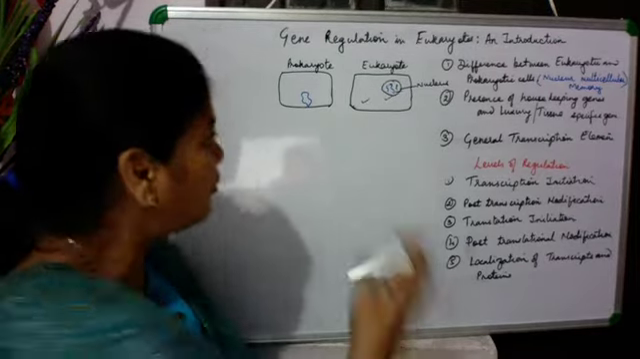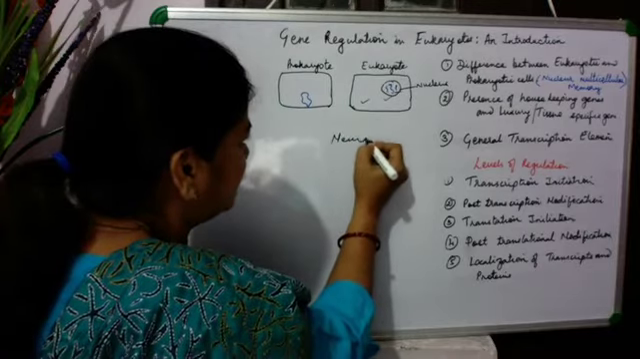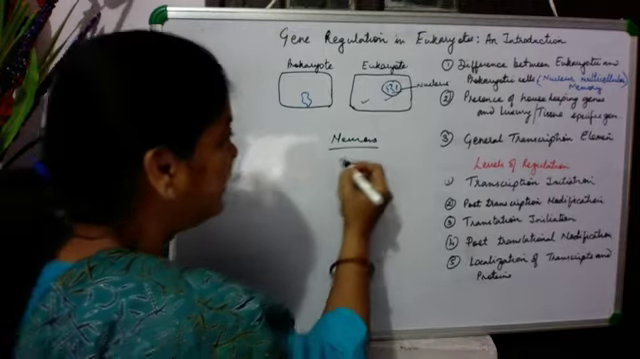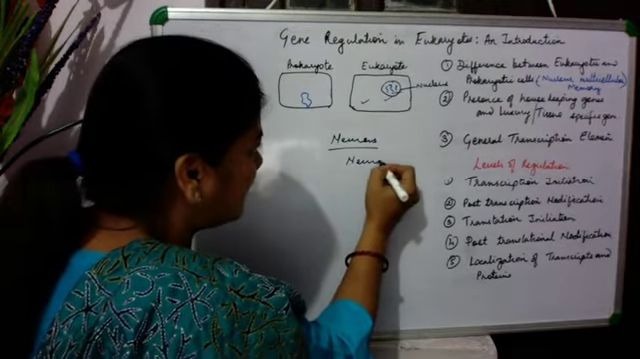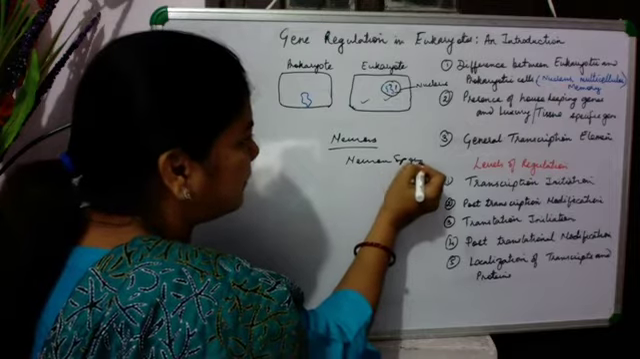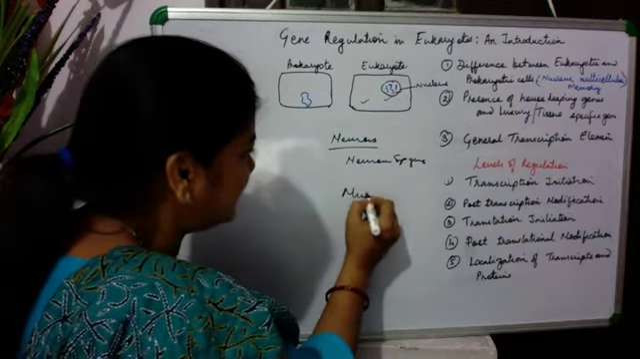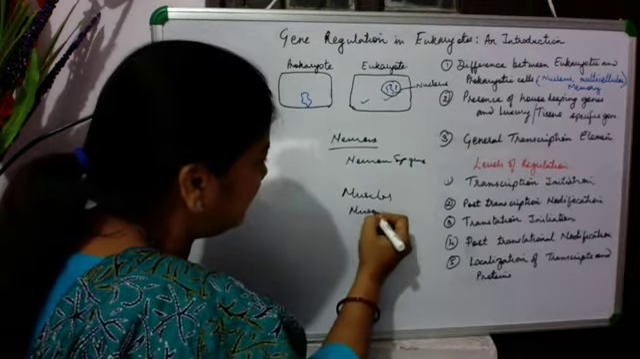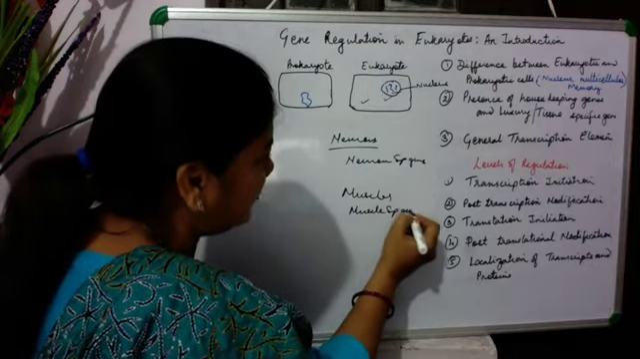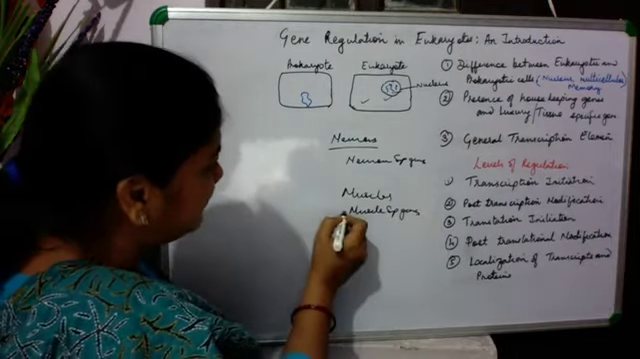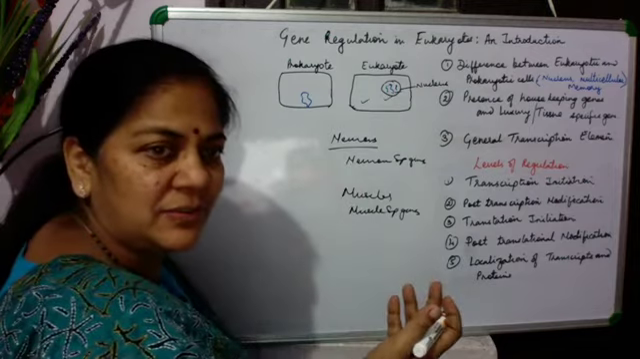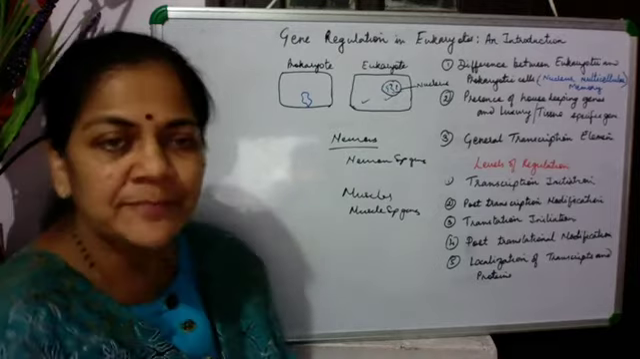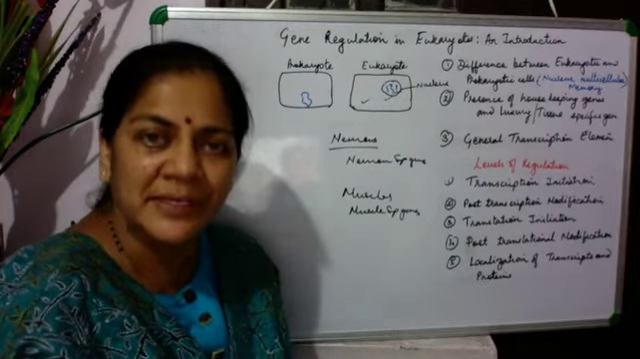For example, neurons have to carry out a specific function, so to carry out that function, they have to express neuron-specific genes. On the other hand, muscles have to carry out a different function, so in them the muscle-specific genes are activated. These muscle-specific genes are not activated in the neurons, and the neuron-specific genes are not activated in the muscles. So this again is done by gene regulation.